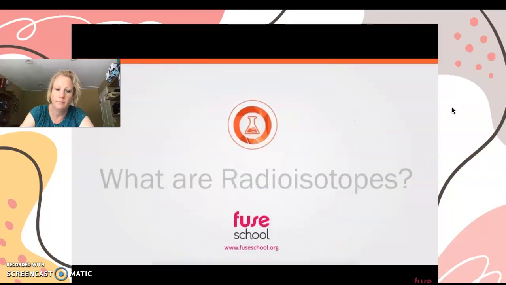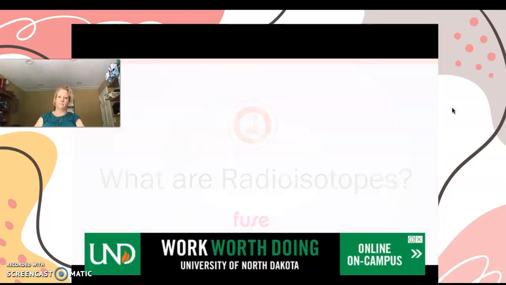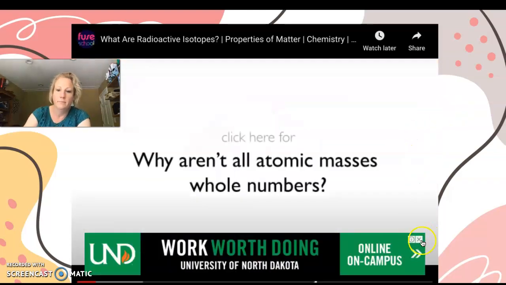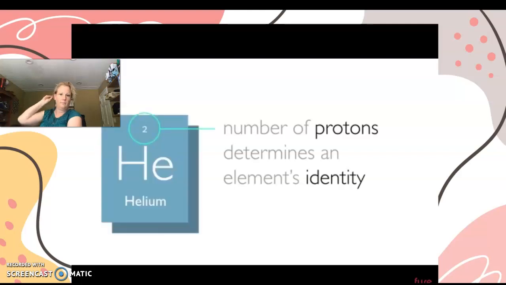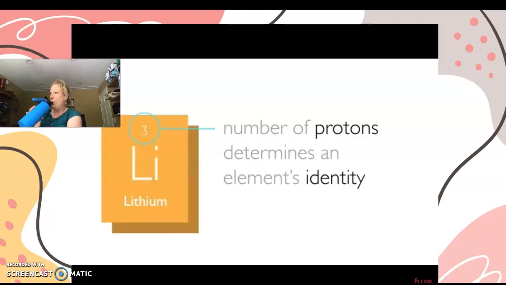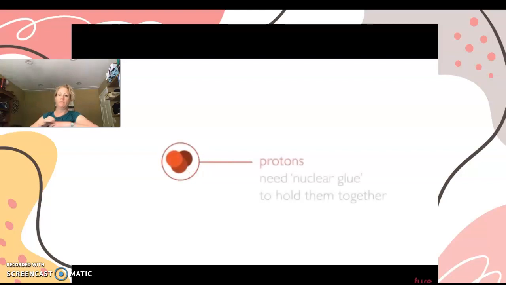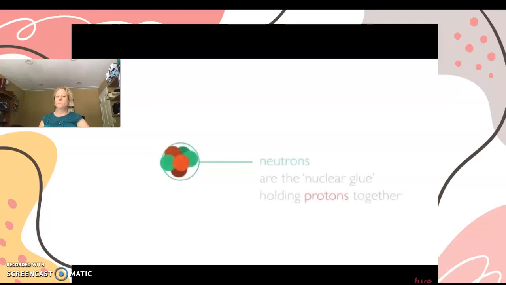This lesson looks at why some isotopes are radioactive. You may wish to refer to the lesson Why Aren't All Atomic Masses Whole Numbers to help you understand this video. The identity and chemical properties of any atom are determined by the numbers of protons in its nucleus. As atoms get bigger and heavier, the nuclei get bigger and heavier, and the protons need a sort of nuclear glue to help hold them together. Neutrons provide this glue and prevent the positive charges of protons from repelling each other, thanks to something called the strong nuclear force.